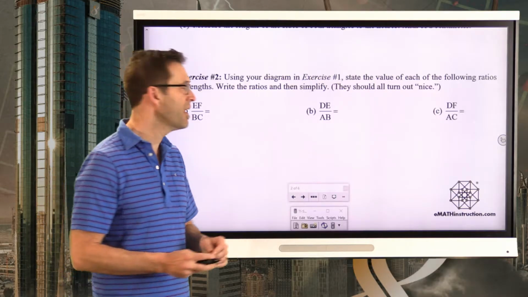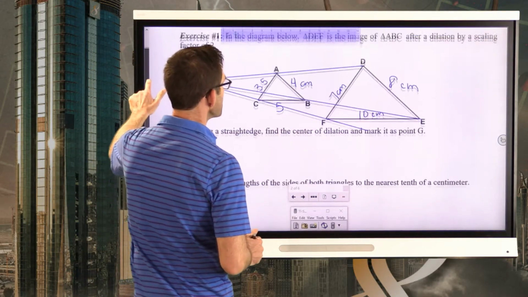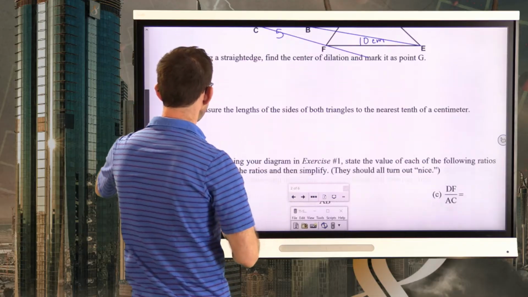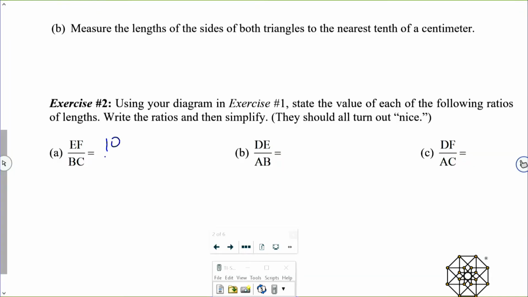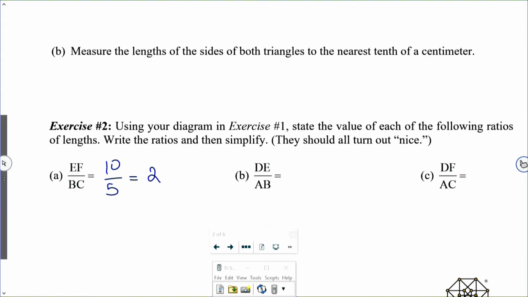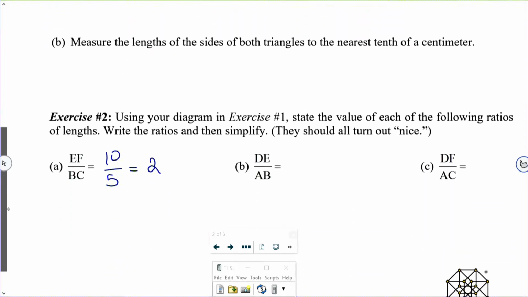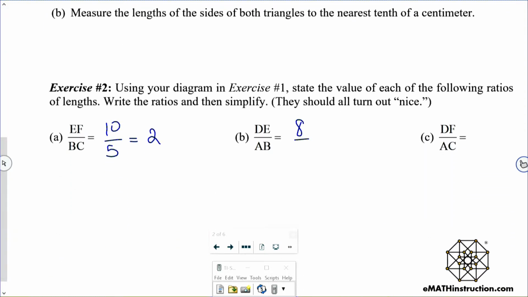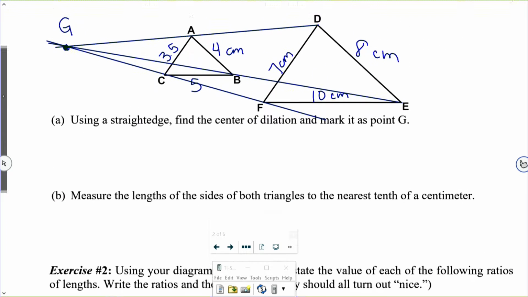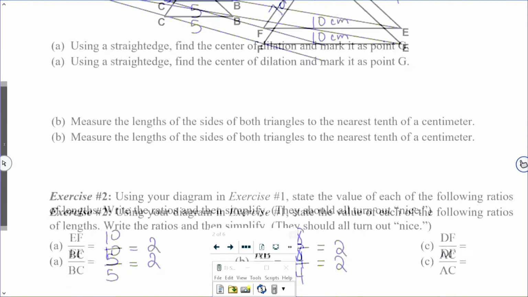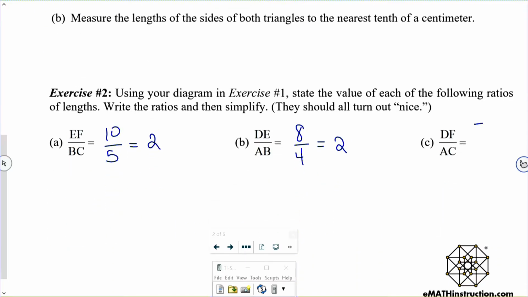All right, let's take a look. EF divided by BC. Well, let's see. EF is 10, BC is 5. So we've got 10 divided by 5, and that, of course, reduces to a ratio of 2. DE divided by AB. DE is 8, AB is 4. So we have 8 divided by 4, and of course 8 divided by 4 is 2. And let's see. DF divided by AC. That's going to be 7 divided by 3.5. That's maybe the only challenging one, but that is 2 as well.